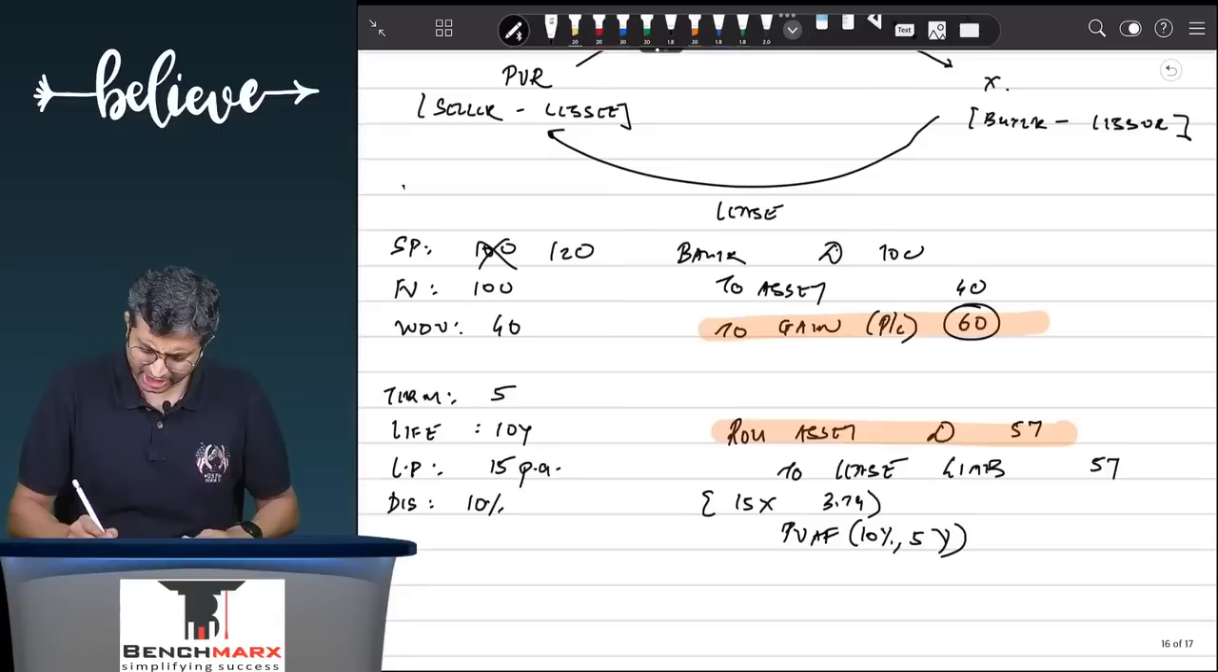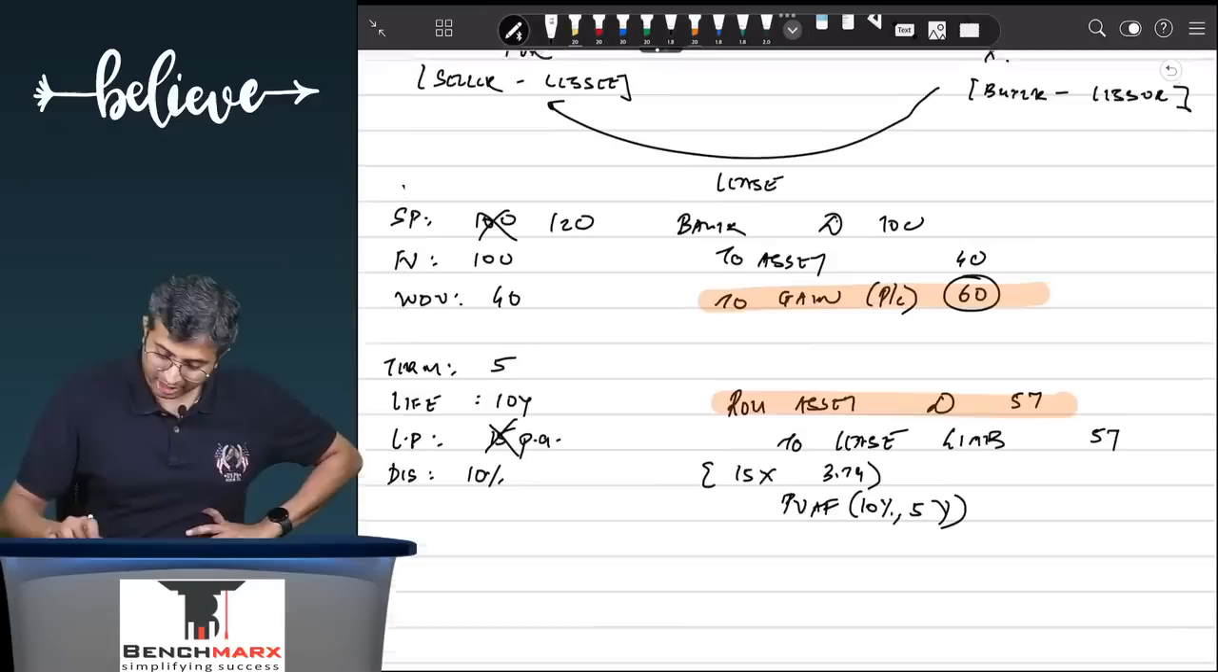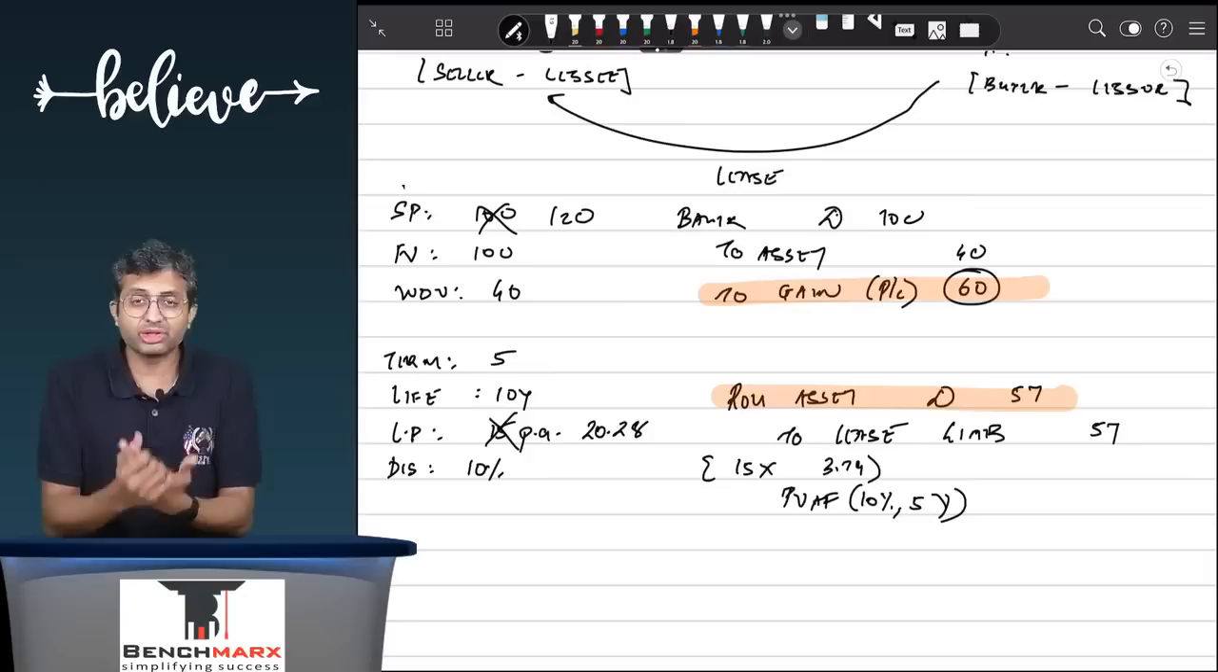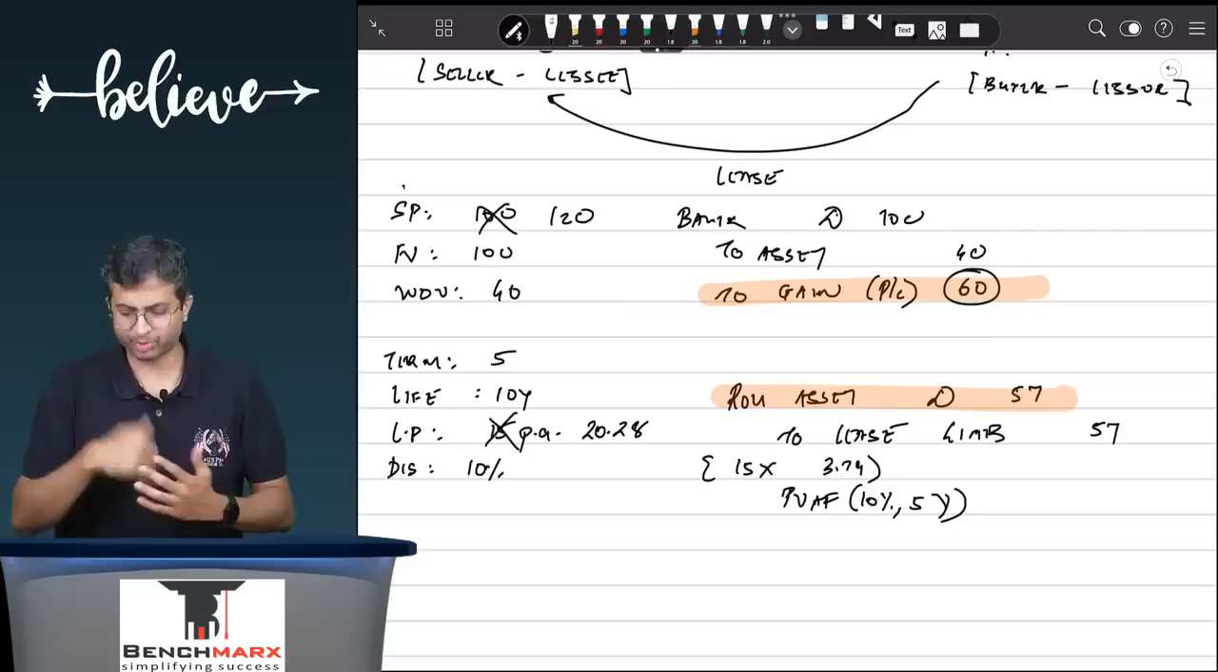So this is, let us say, you will pay 20.28 per annum as a rent. Ideally the fair rent is around 15, however you're ready to pay 20.28 because you're desperately needing 120 today. The asset is worth 100, but you need 120 today. The buyer is ready to pay you 120 today, but for that you'll have to repay, and hence you are probably going to pay 20.28 over the remaining 4 years, 5 years.